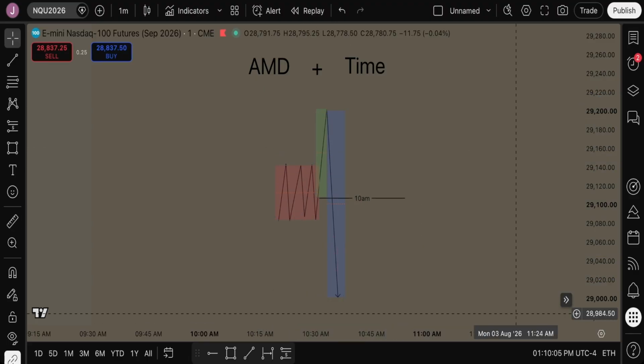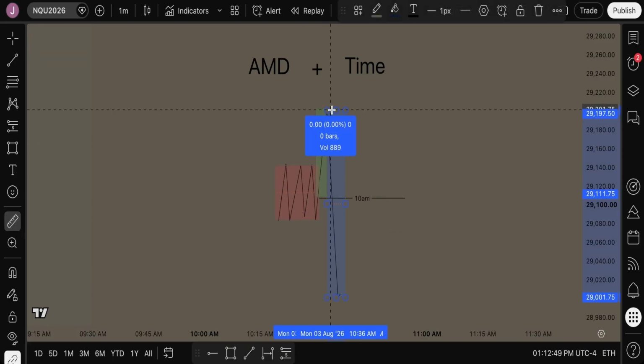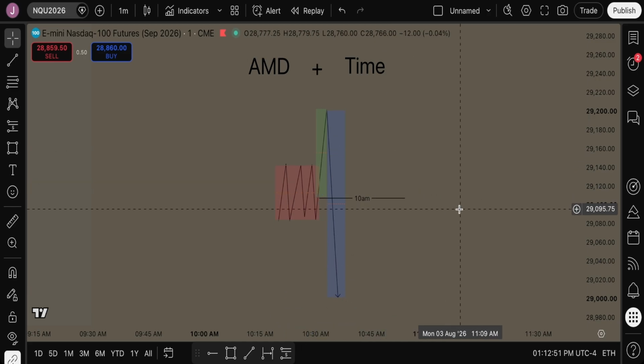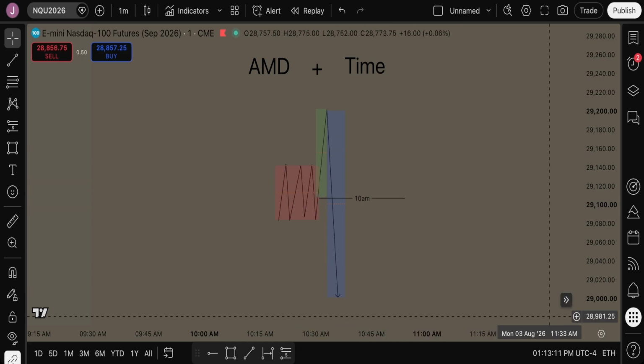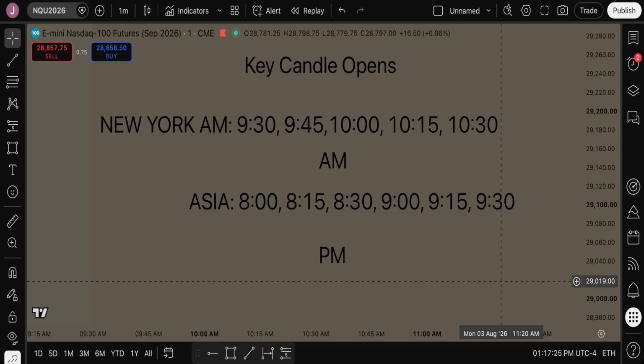The reason this is so important is because when high time frame candles open, they tend to print wicks. After putting in the wick, these high time frame candles tend to distribute in the direction of your AMD. This makes for not only an extremely protected stop loss, but an extremely high probability trade. Now, the key candle openings that you should be looking for are the New York AM 9:30, 9:45, 10 a.m., 10:15, and 10:30 a.m. candles. And in Asia, you're looking for the 8 p.m., the 8:15, 8:30, 9, 9:15, and 9:30 p.m. candles.